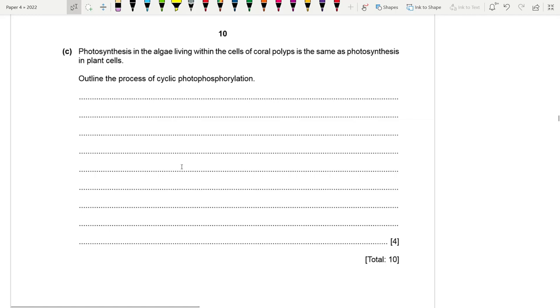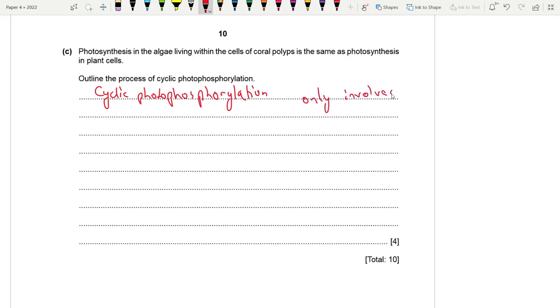Photosynthesis is in the algae living within the cells of coral polyps. It's the same as photosynthesis in plant cells. Outline the process of cyclic photophosphorylation. Okay, so this could come in the form of a broad question as well, so you should learn that. It's pretty common. So we're going to write a few points. Cyclic photophosphorylation only involves photosystem 1.